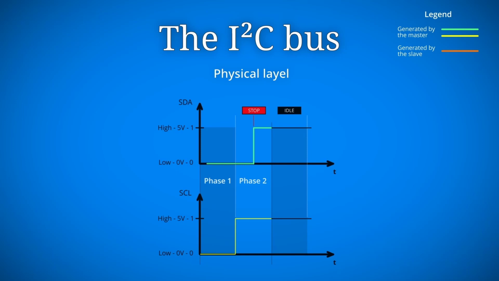The stop signal is generated by the master to release the bus. The stop signal is done like if the master is sending the data bit 0, by setting SDA in the low state during phase 1, but instead of keeping SDA in the low state during phase 2, the master changes the SDA state from low to high during this phase.